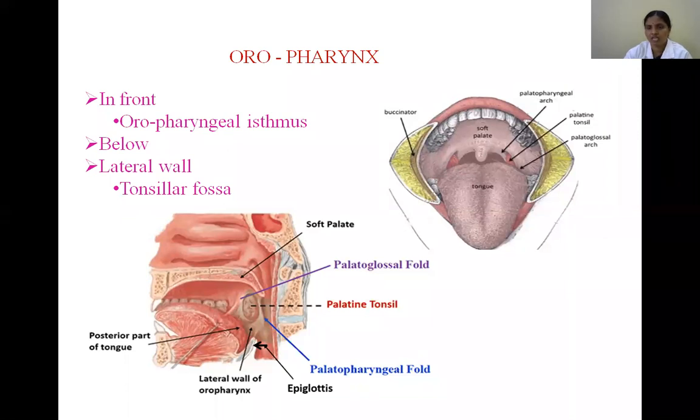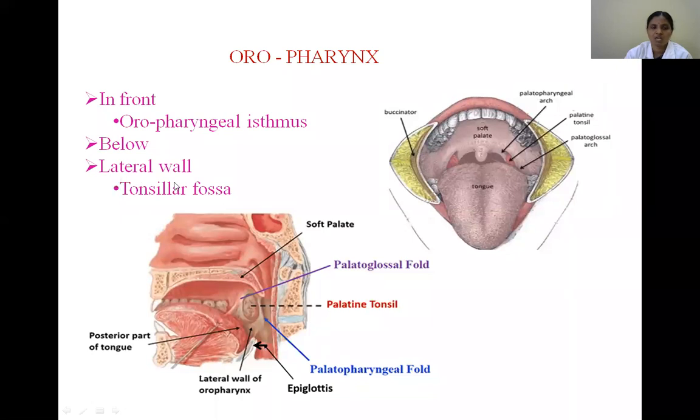This is because of the underlying muscle, because the palatoglossal arch contains the palatoglossus muscle. So, on either side, the oropharyngeal isthmus is bounded by the palatoglossal arch, below by the dorsal surface of the posterior one-third of the tongue, and above by the soft palate. Then what happens below? Below, the oropharynx is continuous with the laryngopharynx.